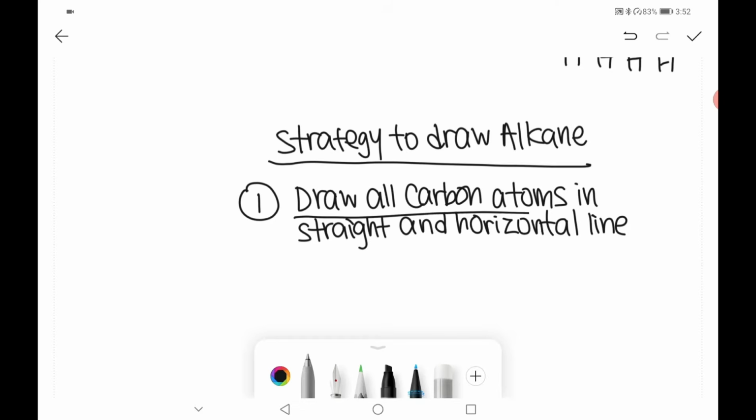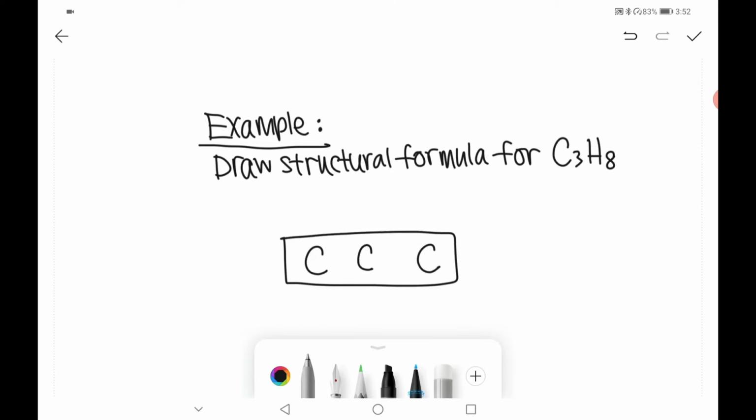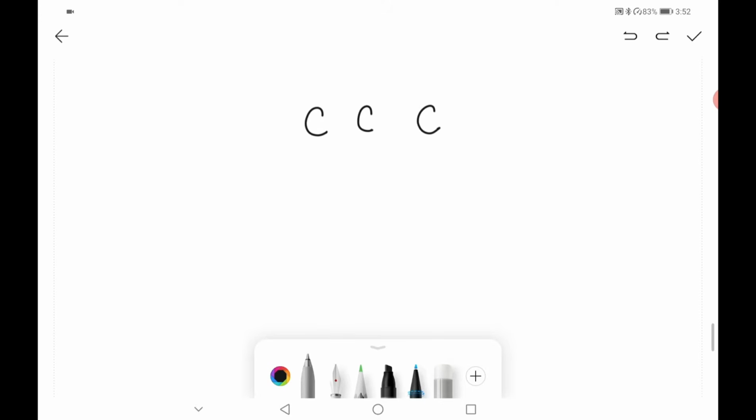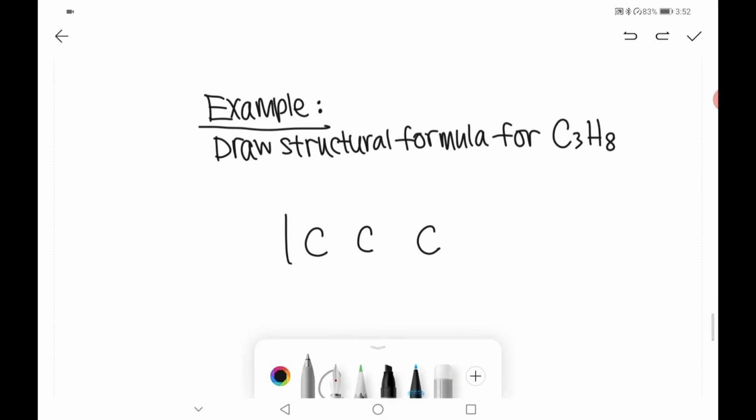First of all, draw all the carbon atoms in a straight and horizontal line. So how many carbon do we need to draw? 3. So draw 1, 2, and 3. You can see the 3 carbon is in a straight line. I don't want you to draw 1 carbon here, 1 carbon here, 1 carbon here, like an L shape. I want a straight line, and I want it to be horizontal.